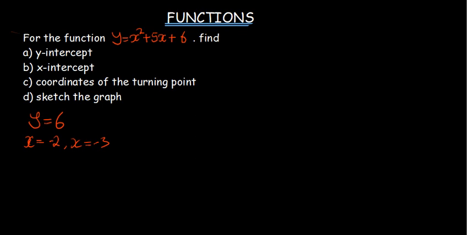Now, for us to find the coordinates of the turning point, we can use this. The coordinates of the turning point are a point that involves both the x-axis and the y-axis. For us to find the x value, we can say x equals minus b over 2a. This is to find the x value of the turning point.